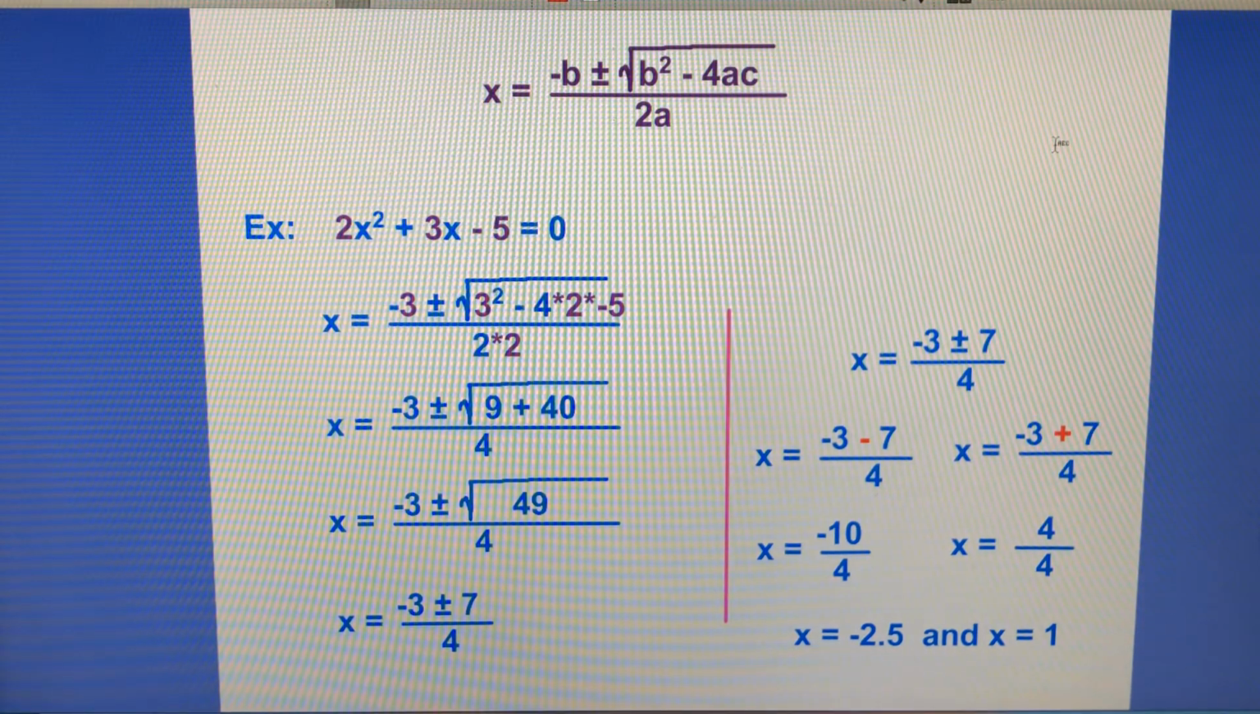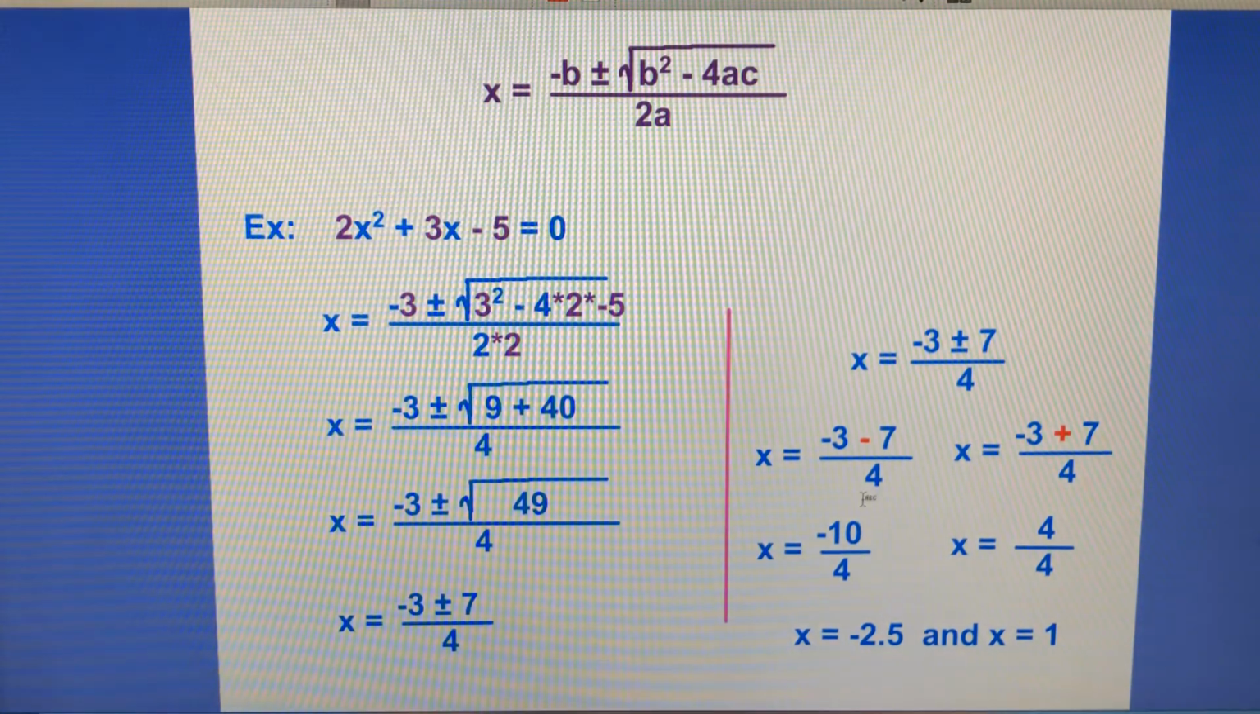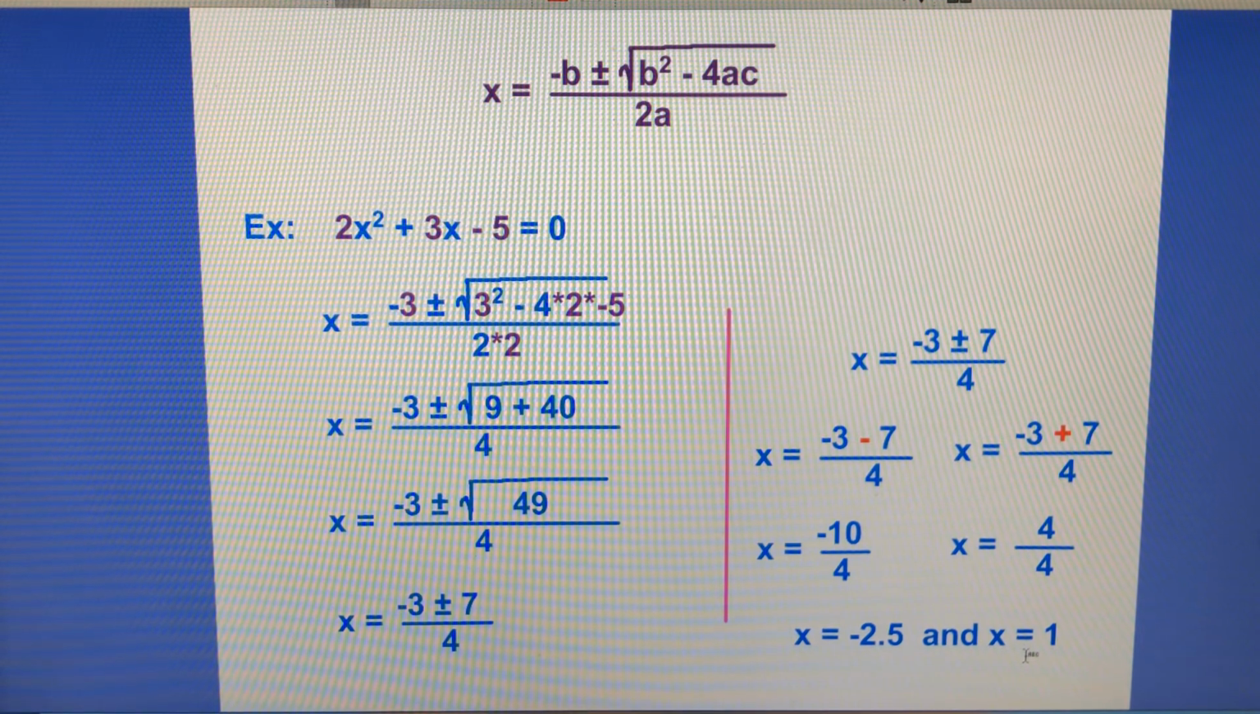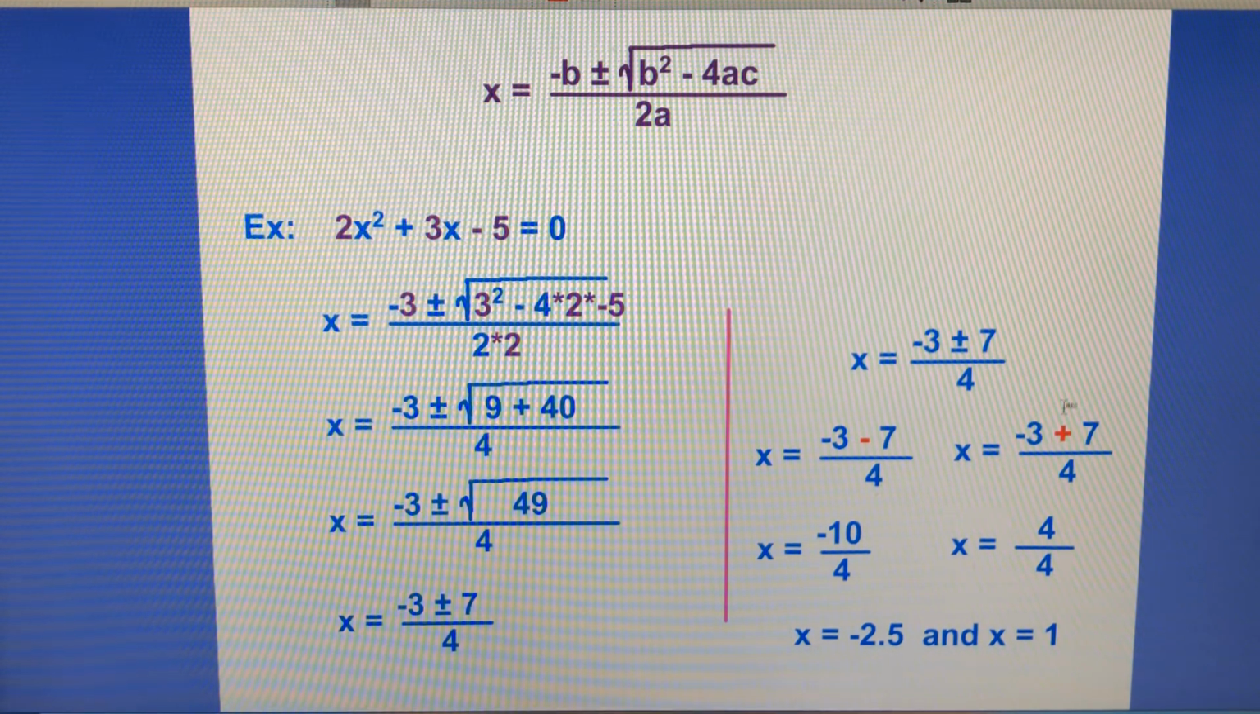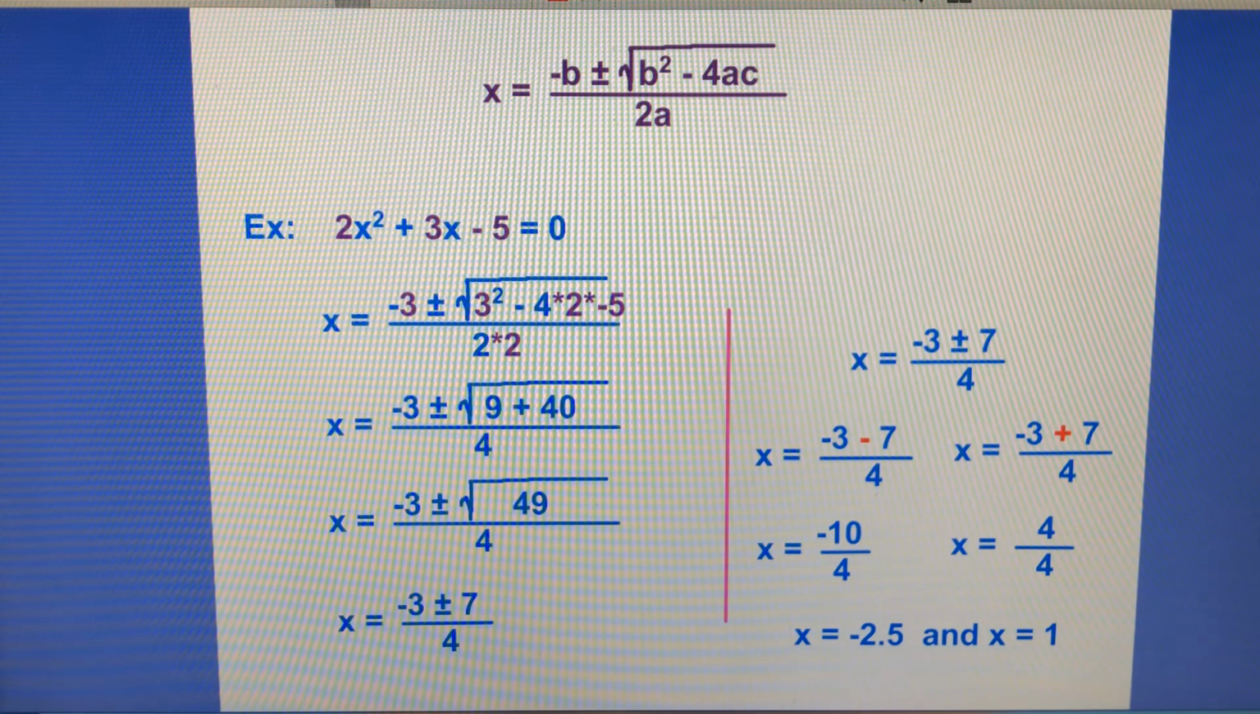Unbelievable. One formula solved your quadratic. 2 solutions. That means your parabola is going to cross your x-axis twice. You have 2 solutions.